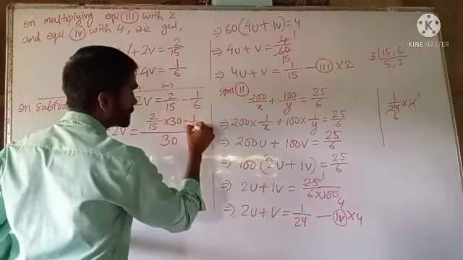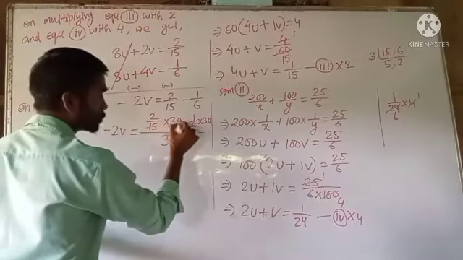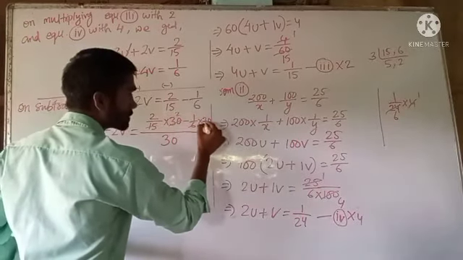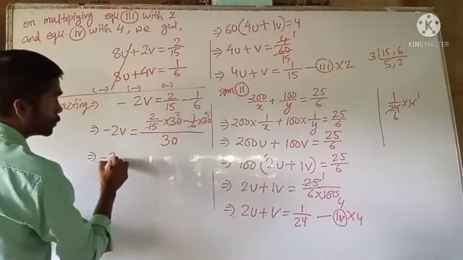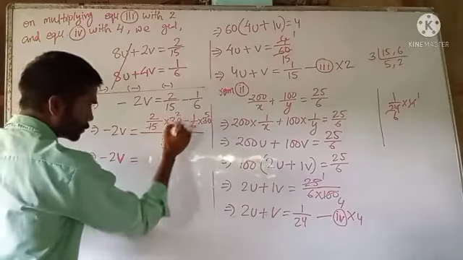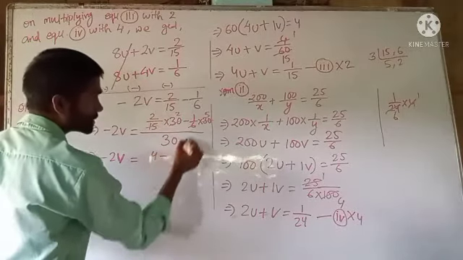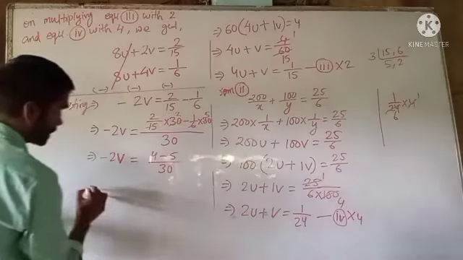Minus 1 by 6 into LCM, that is 30. Now we can cancel it. 15 2 times it is 30, 6 5 times it is 30. So we got here minus 2v is equal to 2 into 2 will get here 4 minus 1 into 5, 5 by 30.